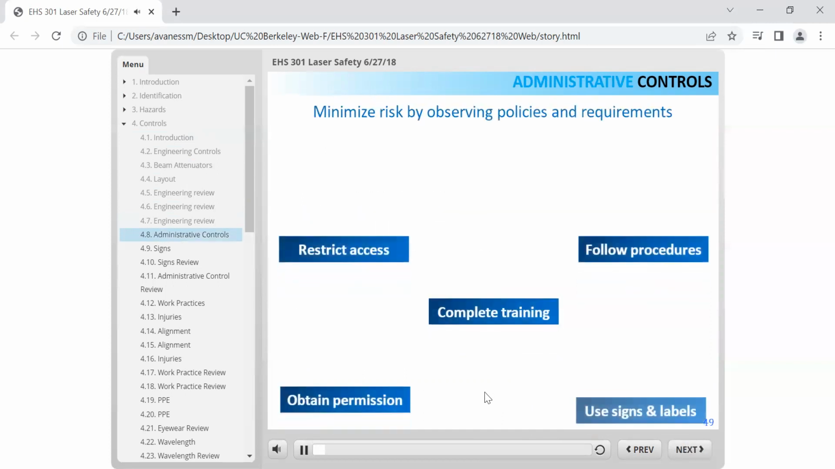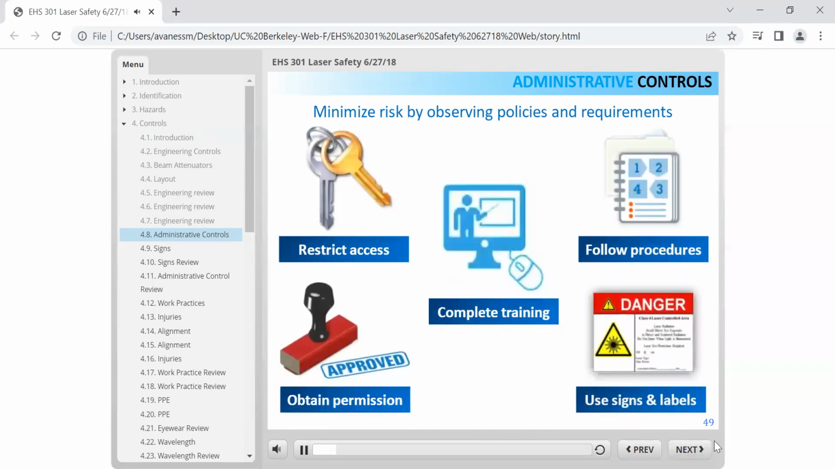Administrative controls are your second line of defense against laser hazards. These controls focus mostly on policies and requirements that enable people to conduct their jobs safely. There are requirements that are imposed upon people, such as ensuring that all individuals complete laser safety training prior to working with or around lasers. In addition to this online training course, ensure that hands-on training is completed.